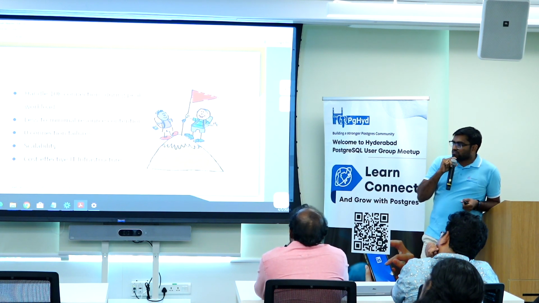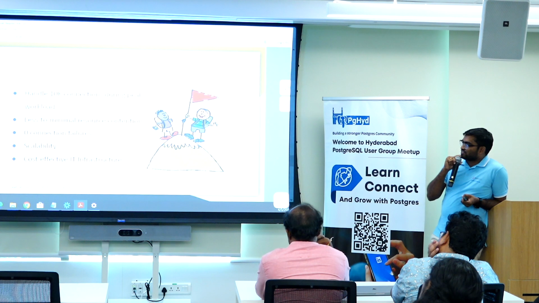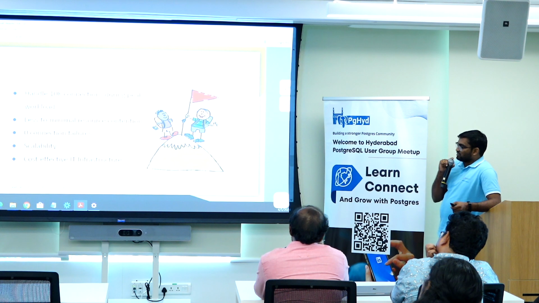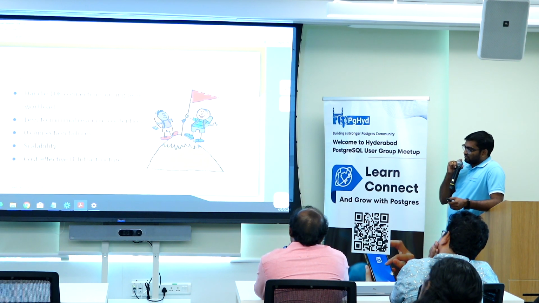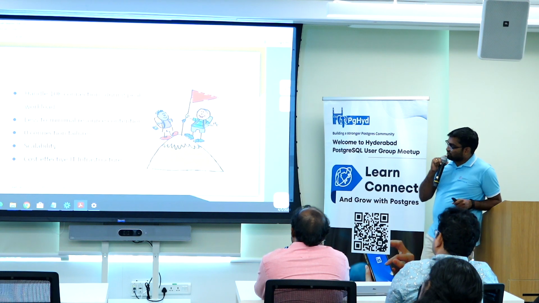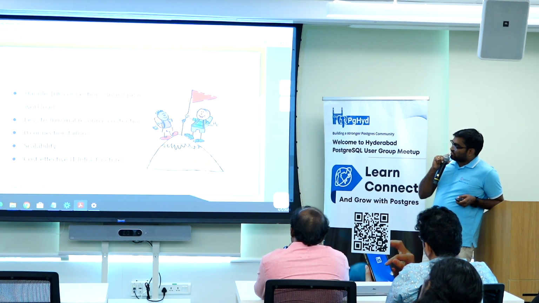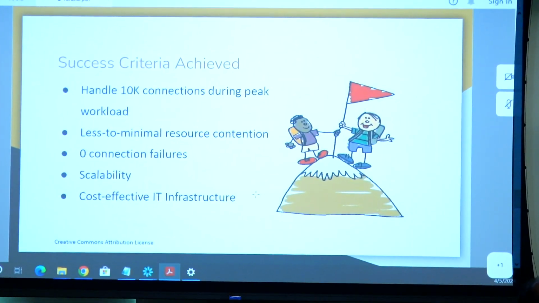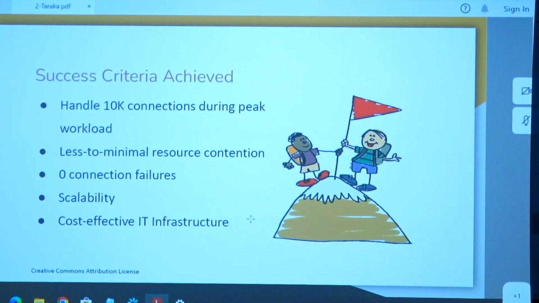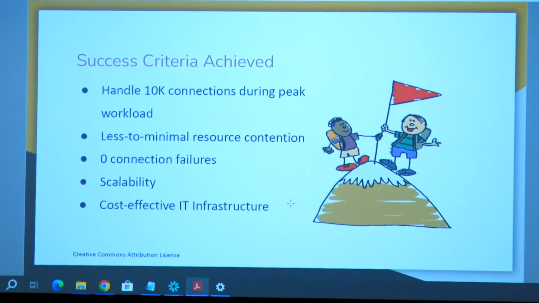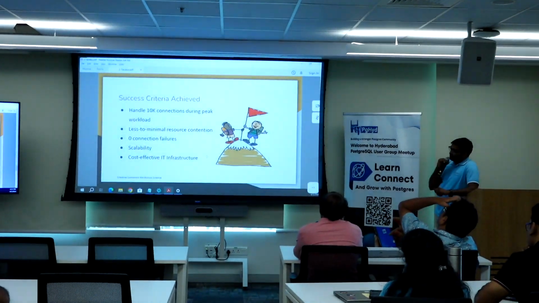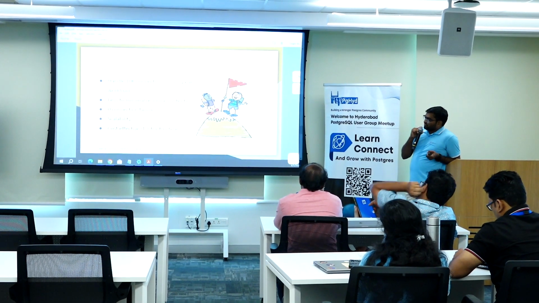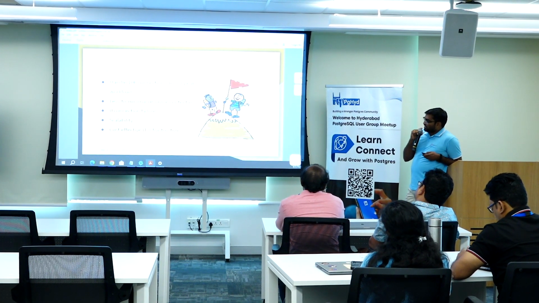They had around 8K plus transactions at the max, at peak time, and we made sure that we achieved that within 10K. We also considered that future transactions will be in place, and we tried to make connection failures zero, right? So that's where our success criteria has been achieved, and the customer is very happy. That's the happy path, right?